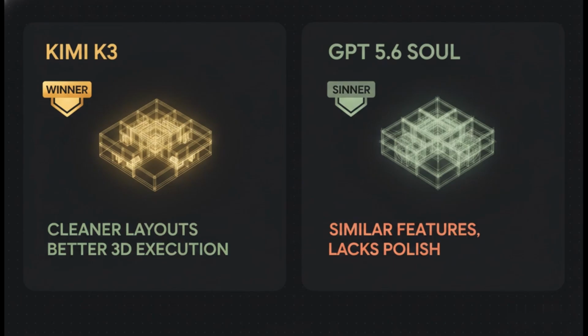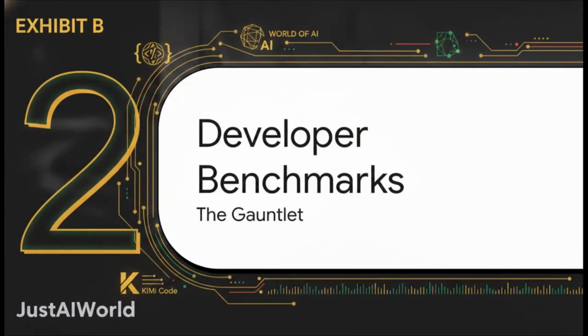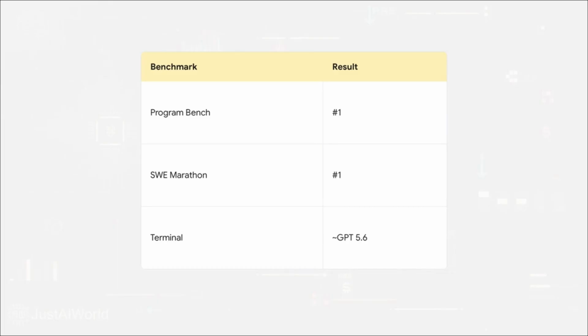Moving right along, let's look at Exhibit B, Developer Benchmarks, which we like to call the gauntlet. In these rigorous coding evaluations, K3 just completely takes the number 1 spot on both Program Bench and SW Marathon. It's wild. It only trails GPT 5.6 Sol by a tiny margin, just 0.5, on Terminal Bench, and sits just behind Fable 5 on Frontier SWE. But the really crucial takeaway for us here, K3 consistently outperforms Claude Opus 4.8 on coding across literally every single benchmark, putting up straight-up state-of-the-art results for complex development tasks.